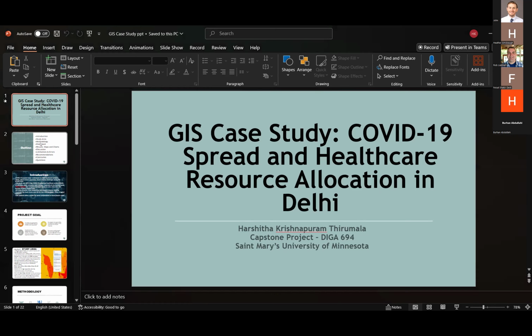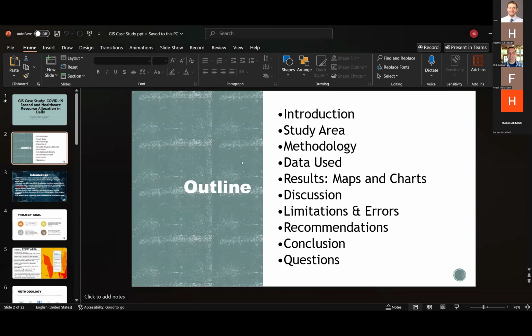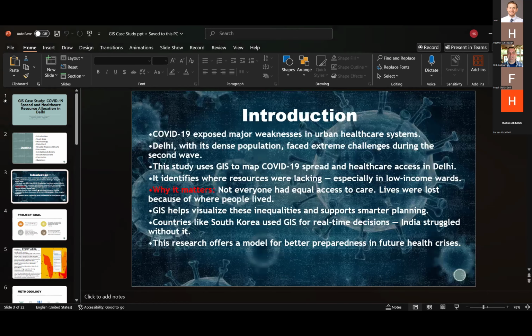I'm going to the second slide, the outline. So we're going to discuss a few of these things in my slides: introduction, study area, methodology, data used, results, discussions, limitations and recommendations, and conclusion at last. So I'm going to start with my introduction. COVID-19 changed the world drastically, but in highly populated cities like Delhi, it wasn't just a health crisis, but it was also a crisis of inequality.